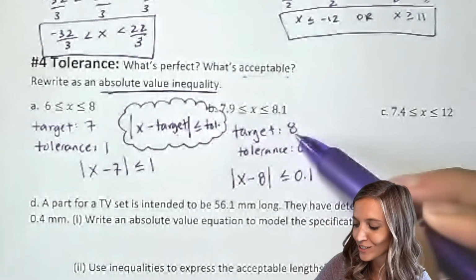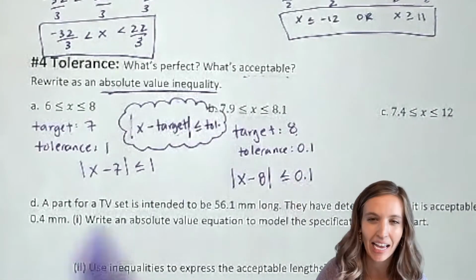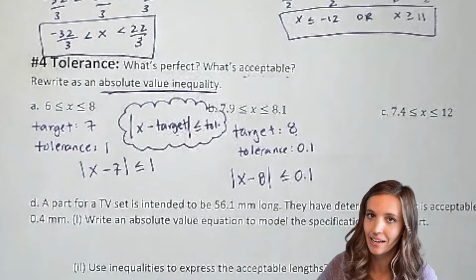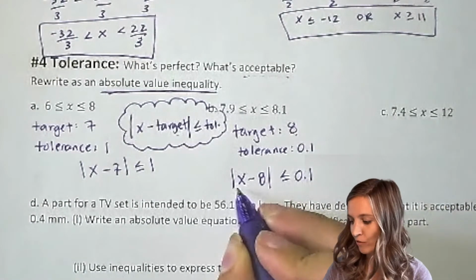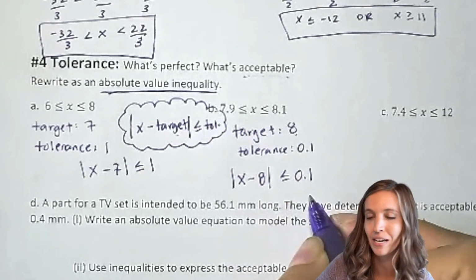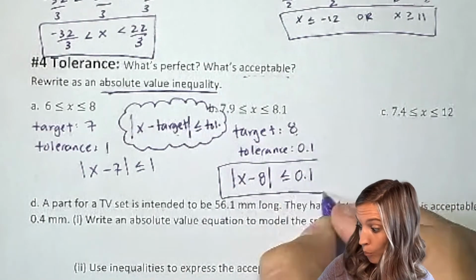Okay, so my target for this next one would be 8, because 8 is right in the middle of 7.9 and 8.1, but I would tolerate anything that's 0.1 unit away from that. So my absolute value inequality is absolute value of x minus 8 is less than or equal to 0.1.